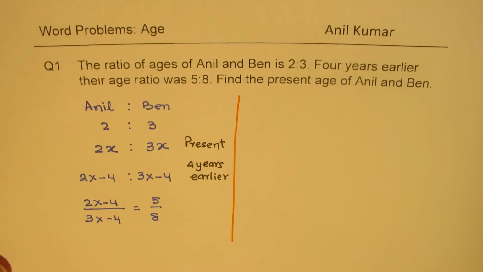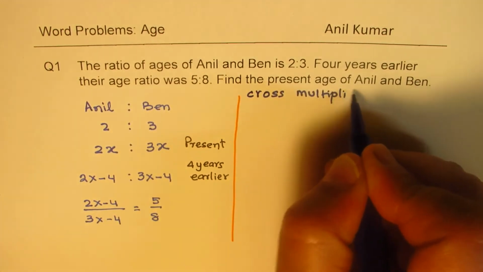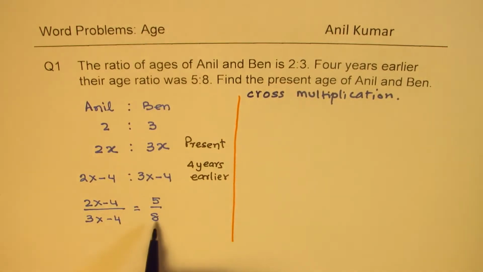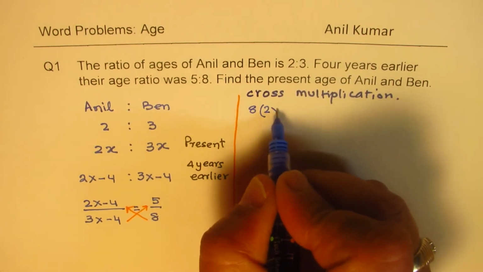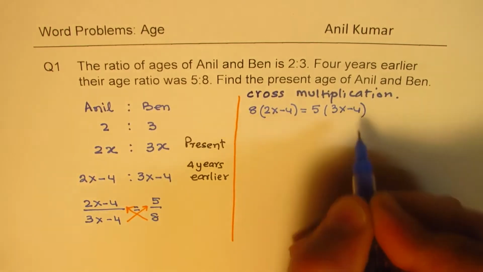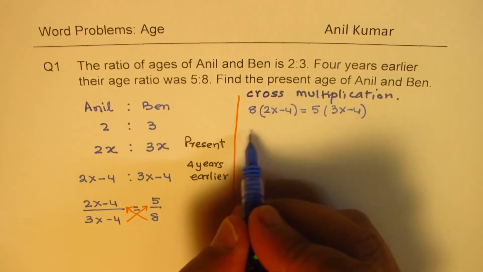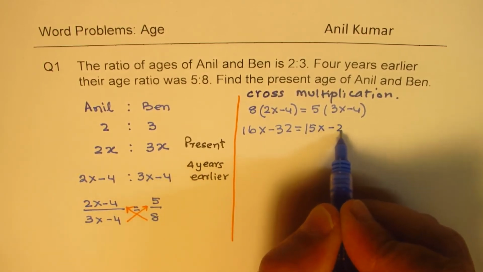One method is cross multiplication, right? So let me write down one method, which is cross multiplication. You cross multiply, which means you multiply the numerator by 8 and take the other side across, correct? So that is what we mean. This is cross multiplication, correct? So when you do cross multiplication, you get 8 times 2x minus 4 equals 5 times 3x minus 4, correct? Now you can apply the distributive property, open them up. So we get 16x minus 32 equals 15x minus 20.